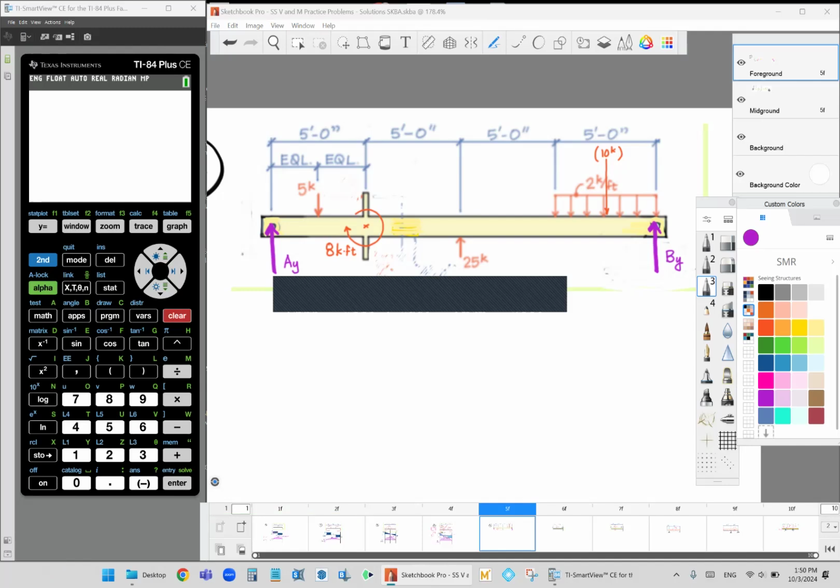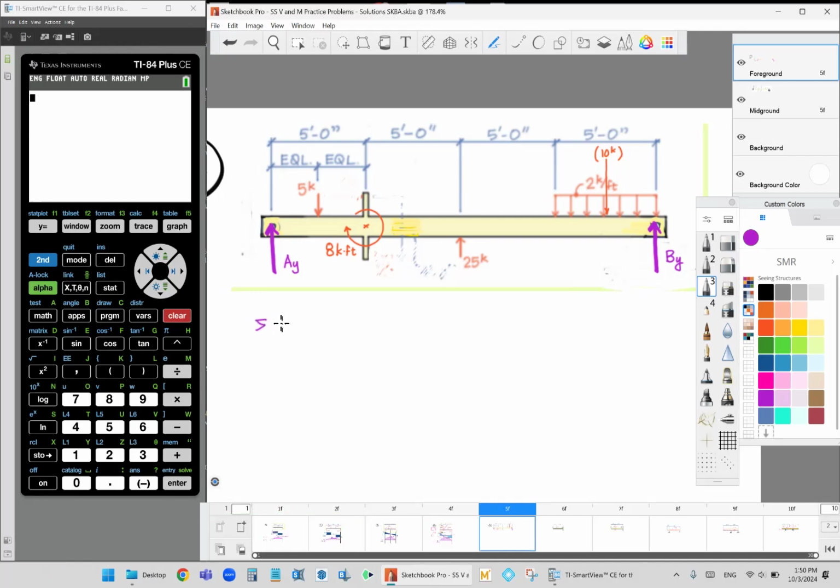All right, let's set up this equation. I'm going to do a moment summation. Summation of moments about A is equal to 0. And how many terms am I going to have? 1, 2, 3, 4, 5, and set those equal to 0.